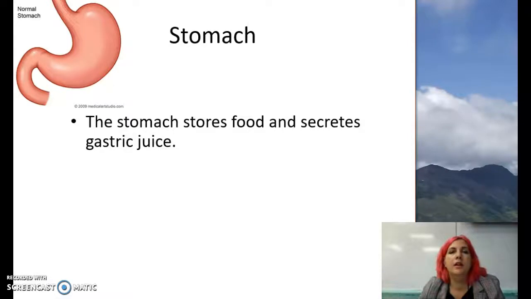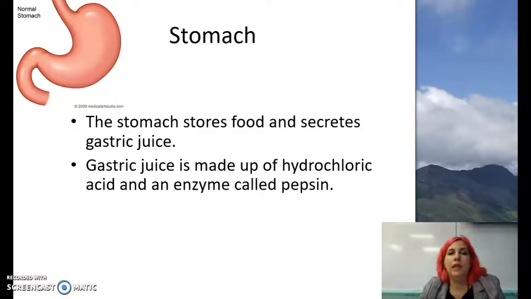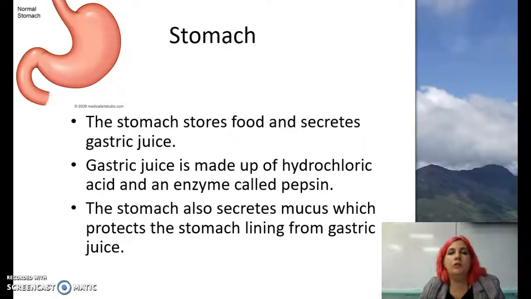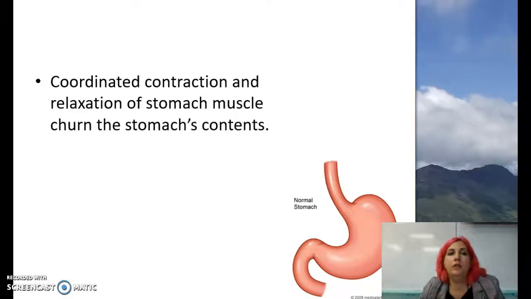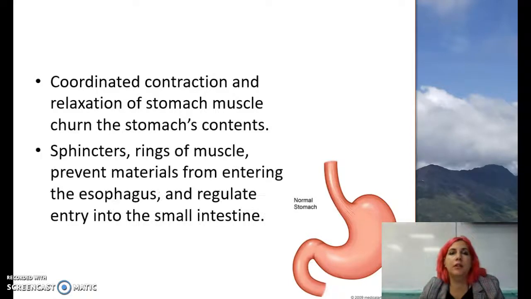All right, the stomach stores food and secretes gastric juice. Gastric juice is made up of hydrochloric acid and an enzyme called pepsin. The stomach also secretes mucus, which protects the stomach lining from gastric juice. It's important that your stomach can protect its stomach lining, because otherwise the acid and enzyme would eat at the very fabric of the stomach, because your stomach is made of protein and would be digesting itself with the gastric juice. Okay, coordinated contraction and relaxation of the stomach muscles churn the stomach's contents.